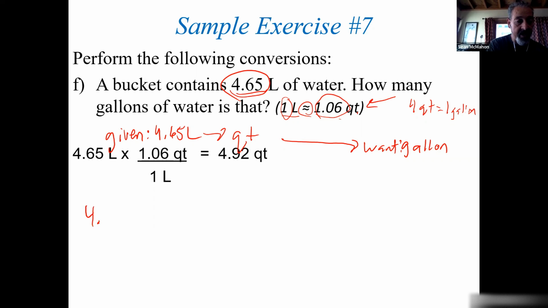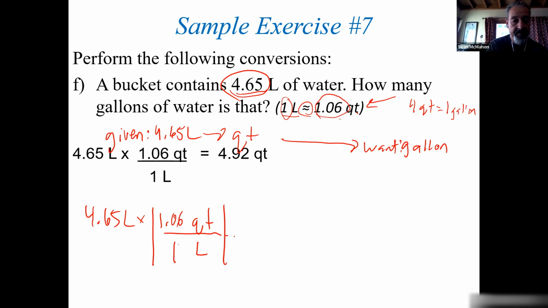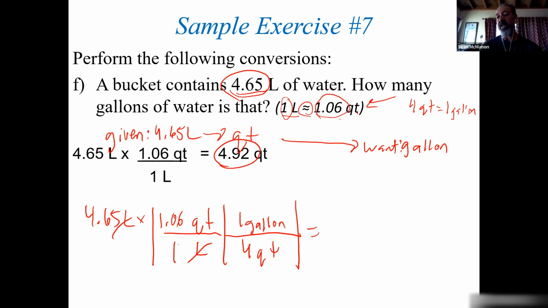Really, what I should do is I have 4.65 liters. If I want to cancel out liter, I need to go to quarts. So 1.06 quarts in 1 liter. So that cancels out there. And then there's 4 quarts to 1 gallon. So basically, you're going to take that number divided by 4. Let me go ahead and do that, give you the right answer. I apologize.